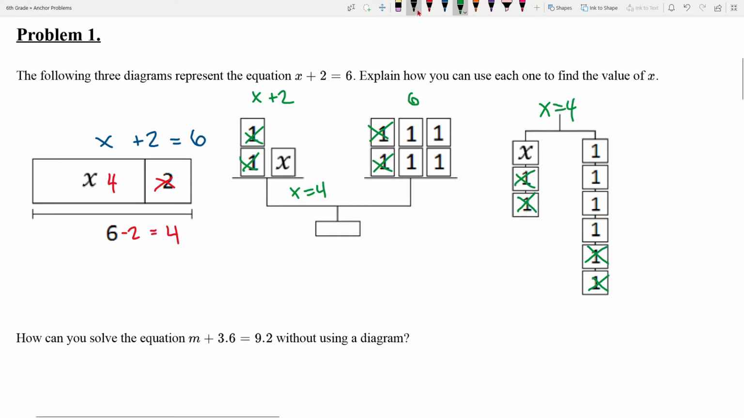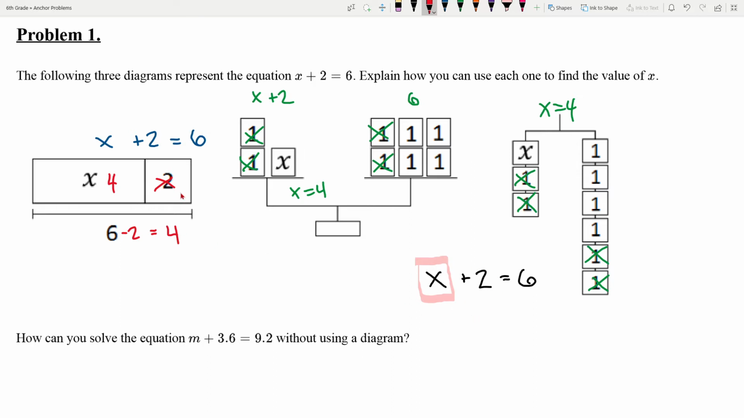Now, algebraically, what is taking place here? If I have x plus 2 equals 6, our goal in solving equations is to find the value of the variable, in this case, the value of x. You'll hear a lot of talk about let's get the variable alone. Well, in order to do that, we need to move away everything on the same side as the variable, in this case, the plus 2.